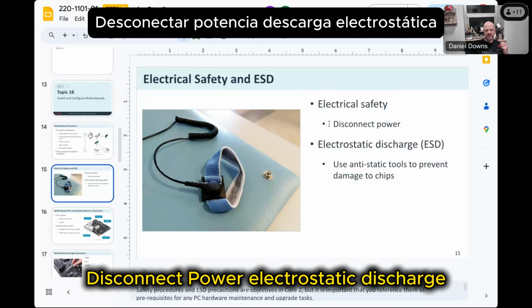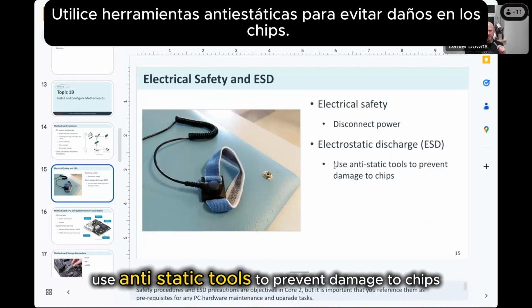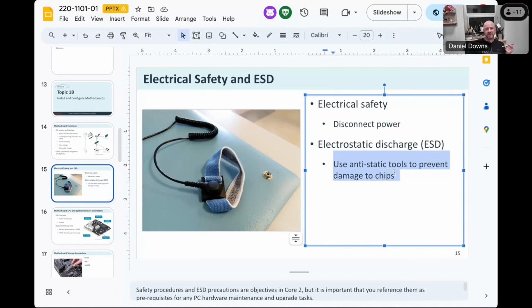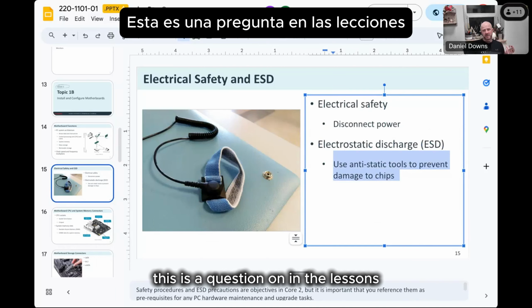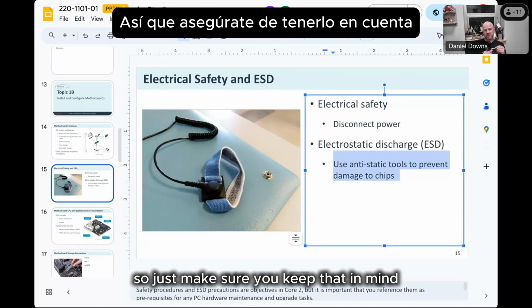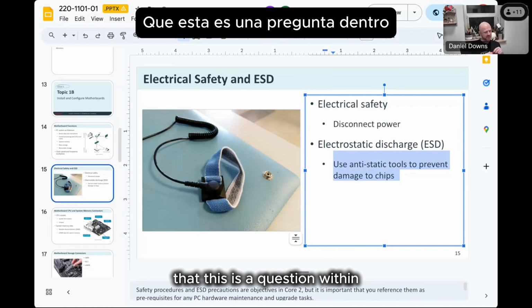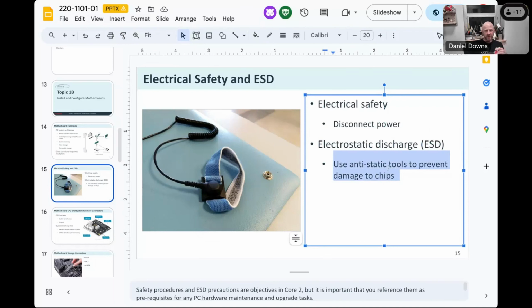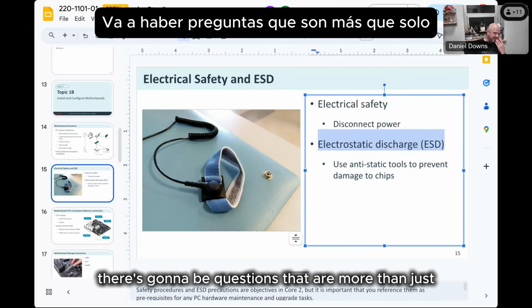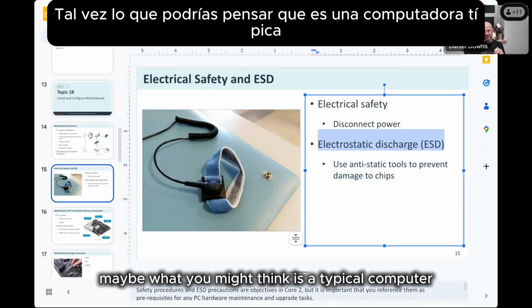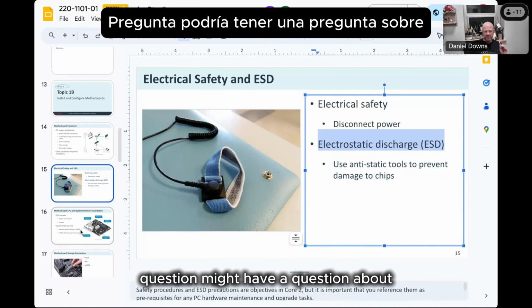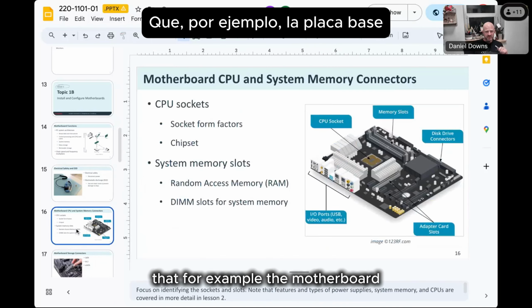Electrical safety and ESD. Electrical safety, disconnect power, electrostatic discharge, use anti-static tools to prevent damage to chips. So this is a question in the lesson. Just make sure you keep that in mind, that as you go along, they ask you about electrostatic discharge. So there's going to be questions that are more than just what you might think is a typical computer question.